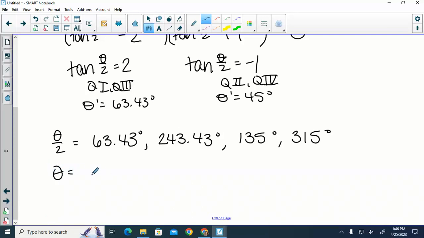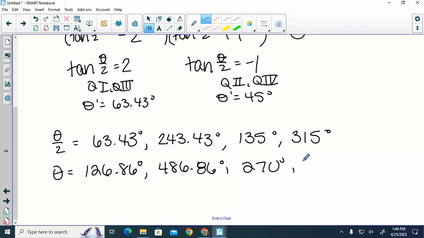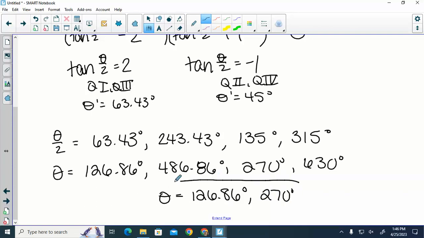So we get 126.86 degrees, 46.86 degrees, 270, and 630. All right, but what's wrong? Right, directions say give me the answers that fall between 0 and 360. So that's the 126.86 and the 270. If I hadn't specified it had to be 0 and 360, you would have given me all of them.